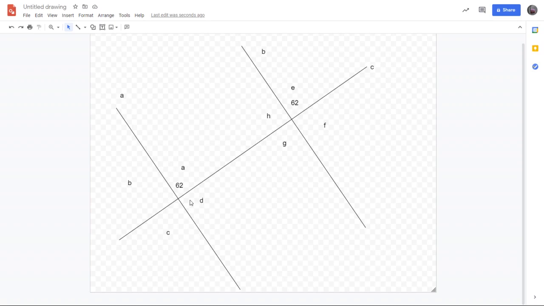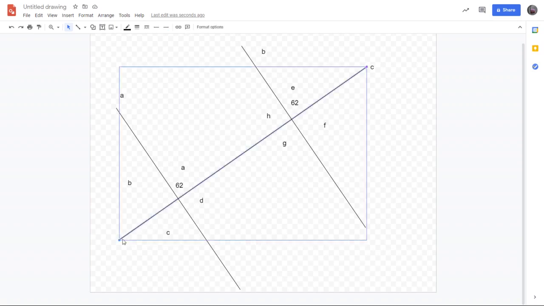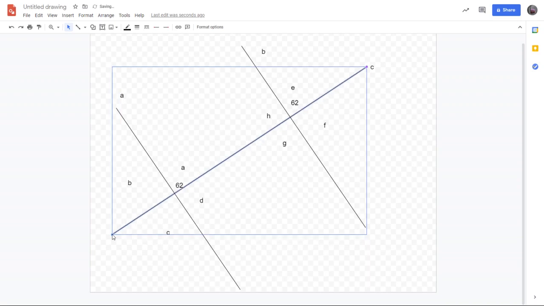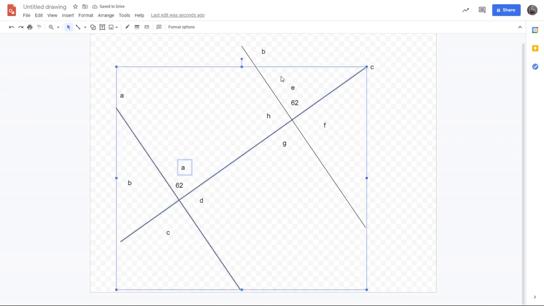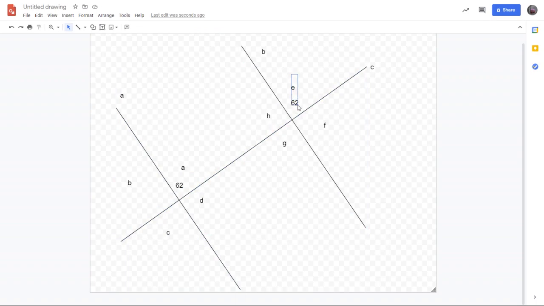It's like if it intersected a bit further along, that would form a different angle because you're taking away or adding some degrees. Therefore, A and E are the same.